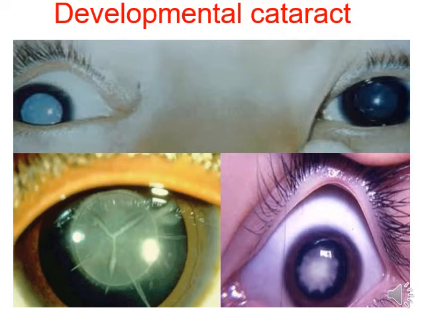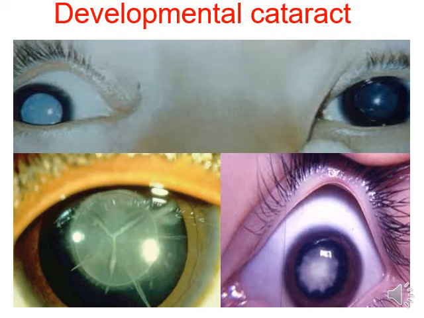First, developmental cataract seen in infants and children. Second, complicated cataract, complicating systemic and local diseases and drugs. Third is traumatic cataract induced by trauma. And the most common of them is senile cataract seen in the elderly.